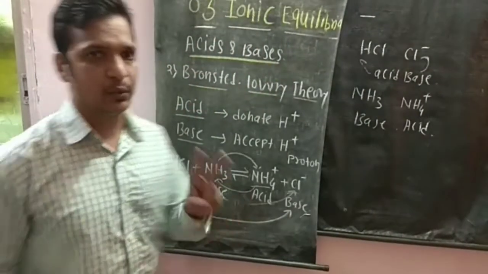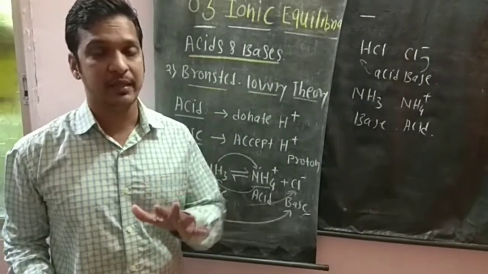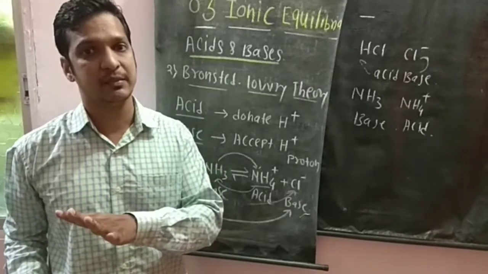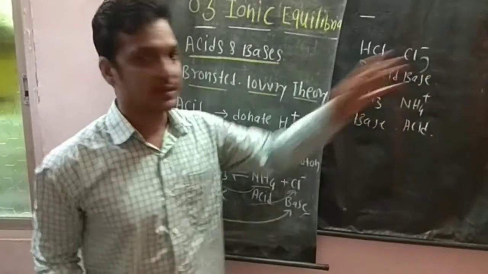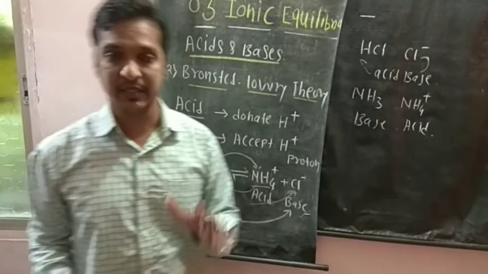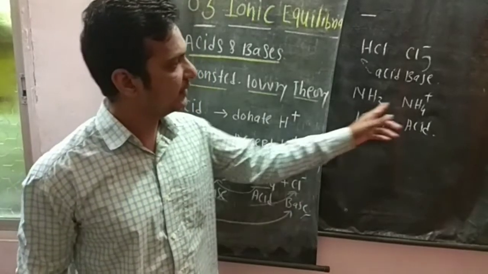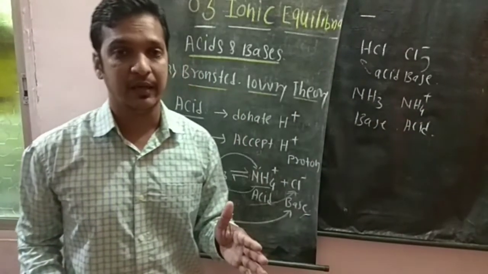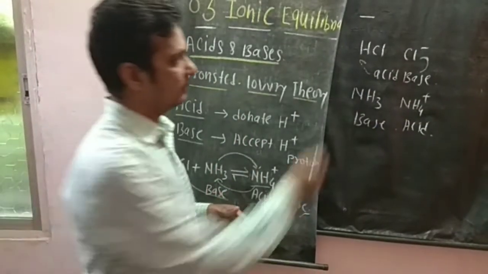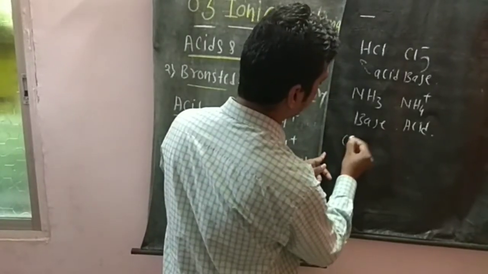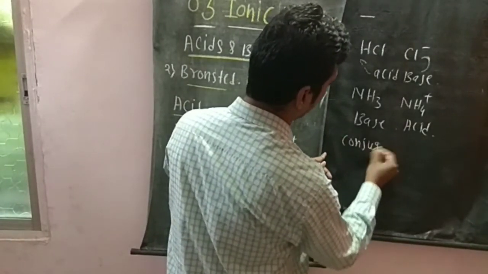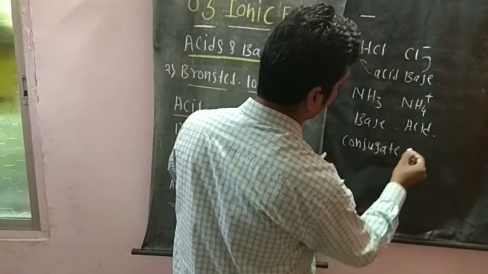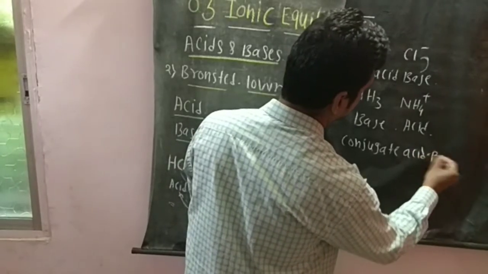Means this reaction contains two pairs of acid and base, that we call conjugate acid base pairs. So HCl and Cl minus ion is a conjugate acid base pair. Also ammonia and NH4 plus are a conjugate acid base pair. So these two are conjugate acid base pairs.